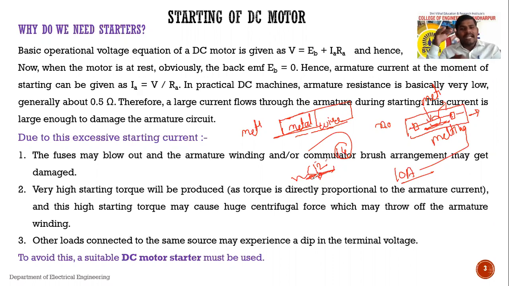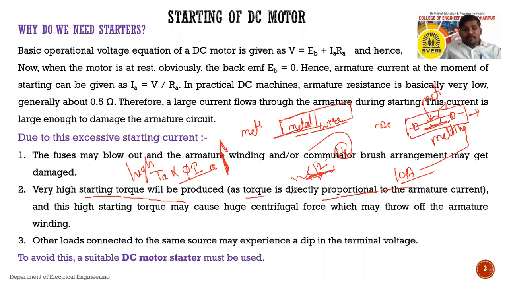It will protect the machine from that much current, so the fuse we are using may blow out due to the high current. Otherwise the commutator and brush arrangement may get damaged. Again, due to the very high current, a very high starting torque will be produced, as torque is directly proportional to the armature current. In case of a motor, whether it is a DC series motor or a DC shunt motor, torque is directly proportional to Ia. As the armature current increases 10 to 15 times the rated current, the torque also attains a high value. That is, high starting torque will be produced as torque is directly proportional to the armature current.